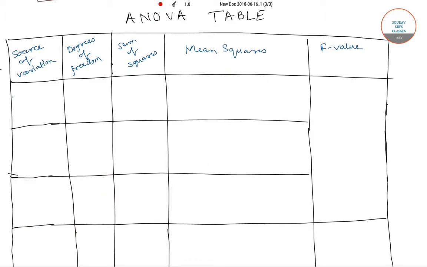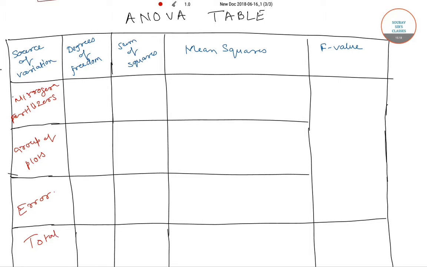Here the sources of variation are due to nitrogen fertilizers, next is due to group of plots, next source of variation is error, and so we will have the total source of variation.